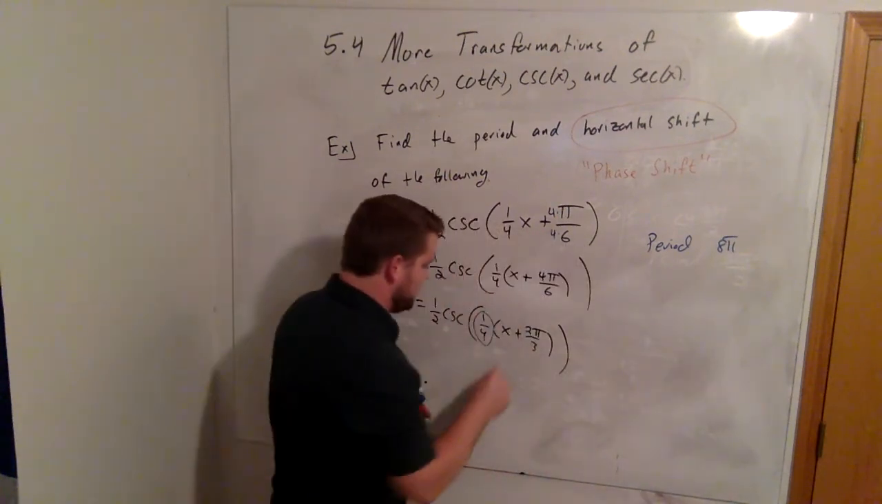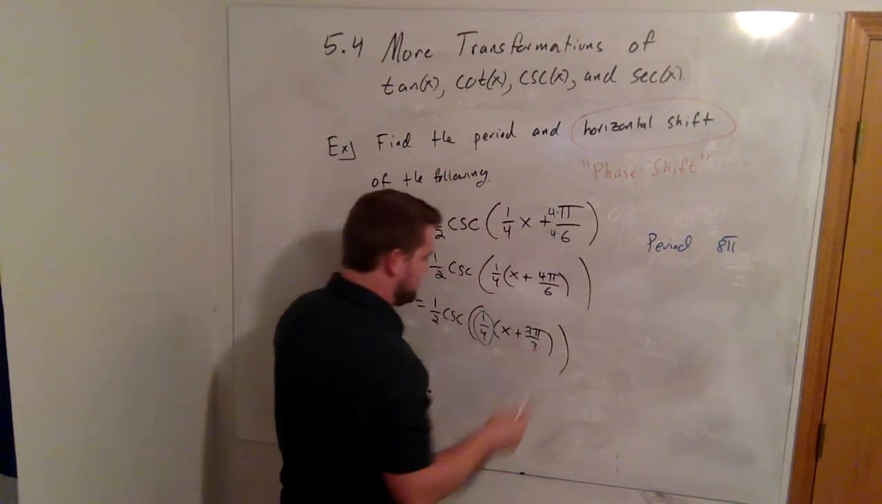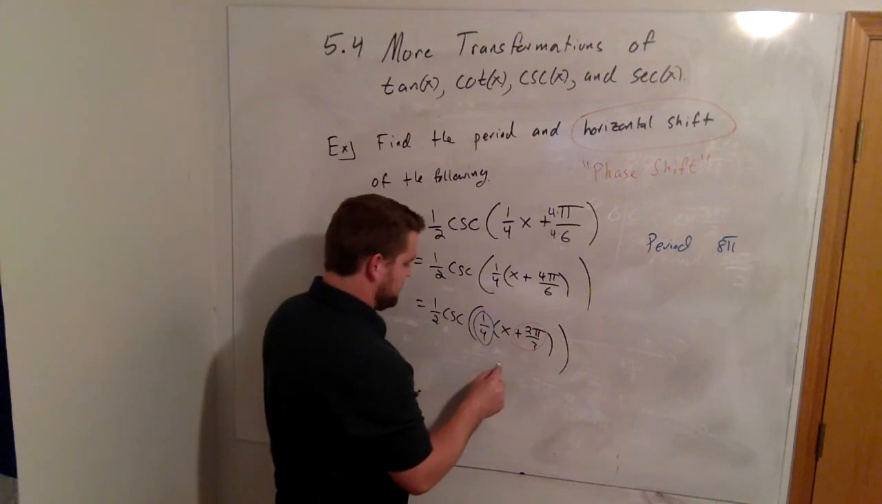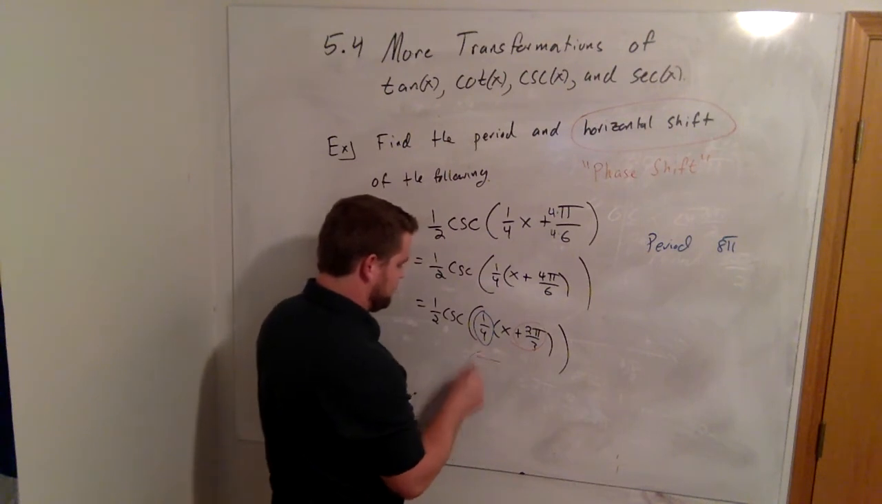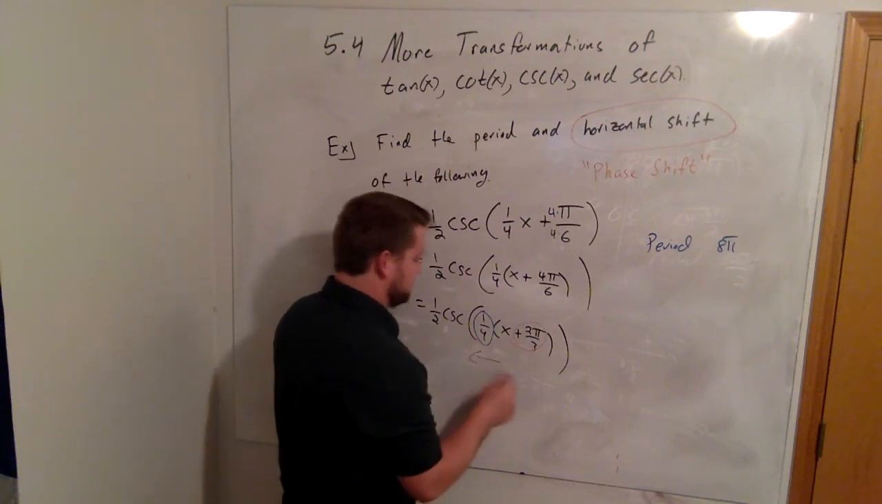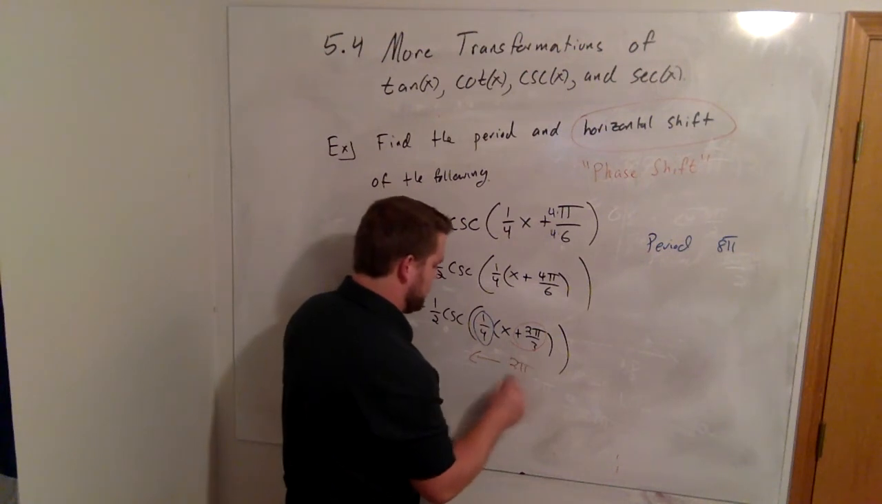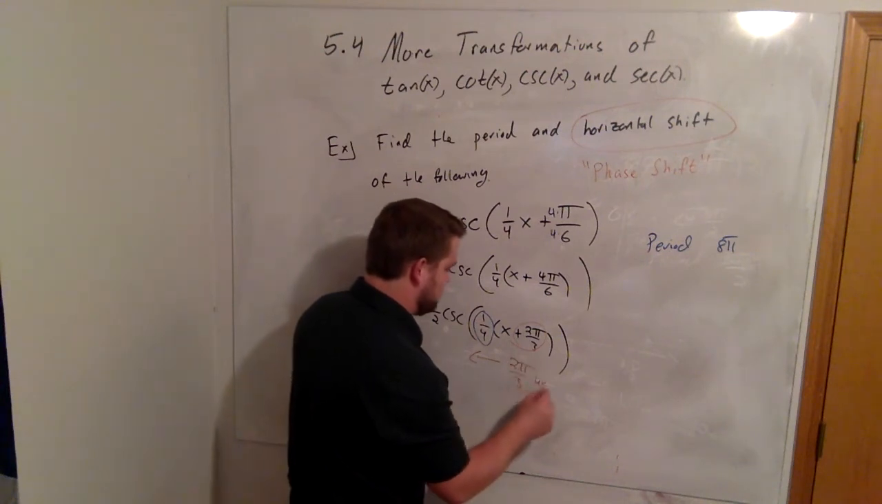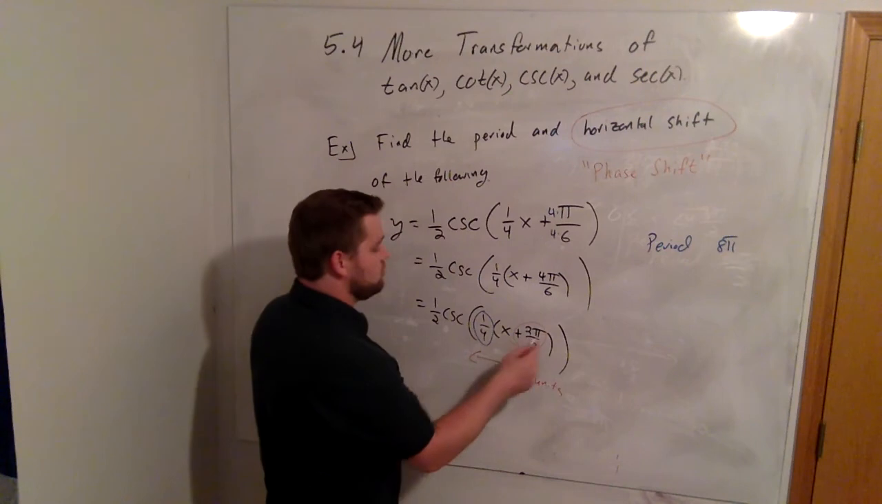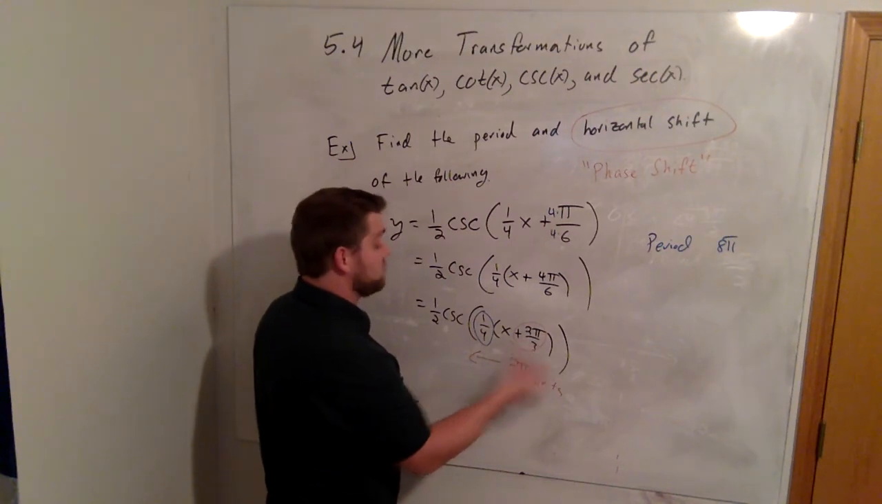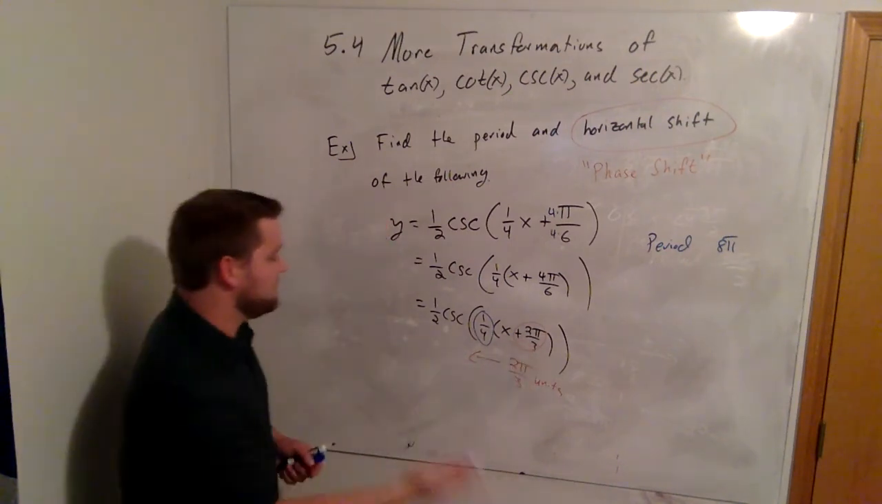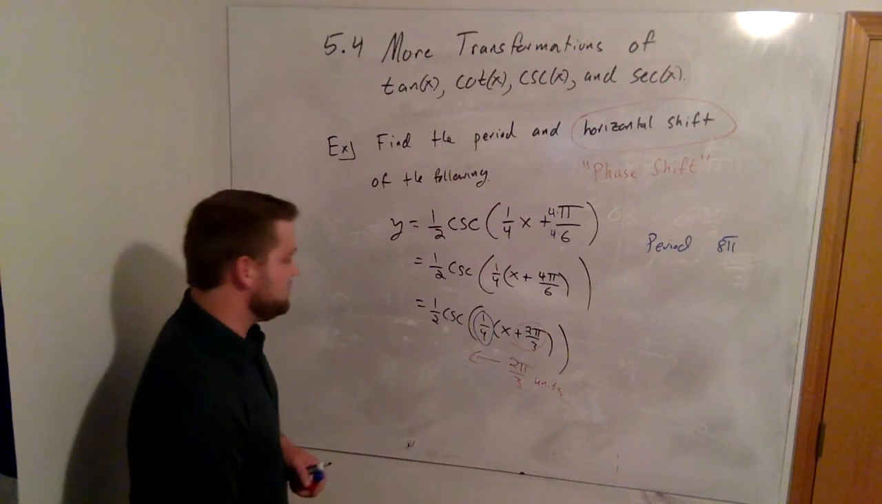Okay, let's take a look at the shift. If we're looking specifically at this piece, what are we shifting? We're going to be shifting to the left 2 pi over 3 units, because I can see that 2 pi over 3 is being added directly to the x value. So it'll shift it to the left 2 pi over 3 units.